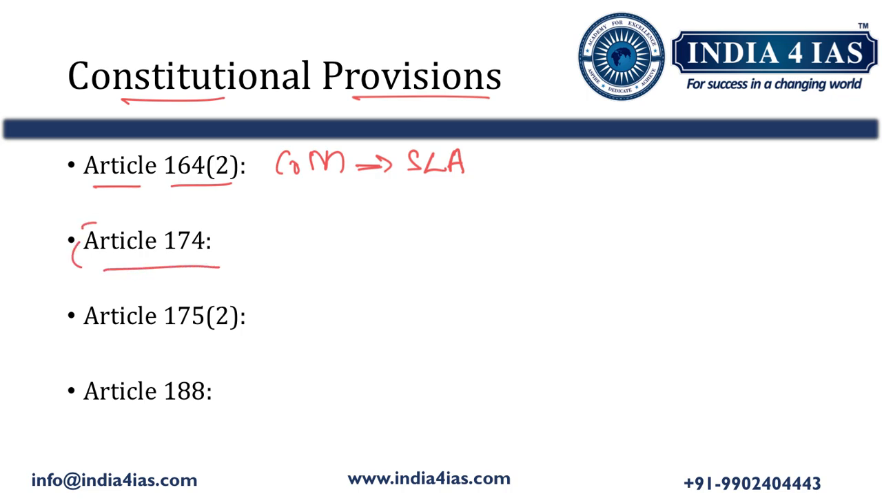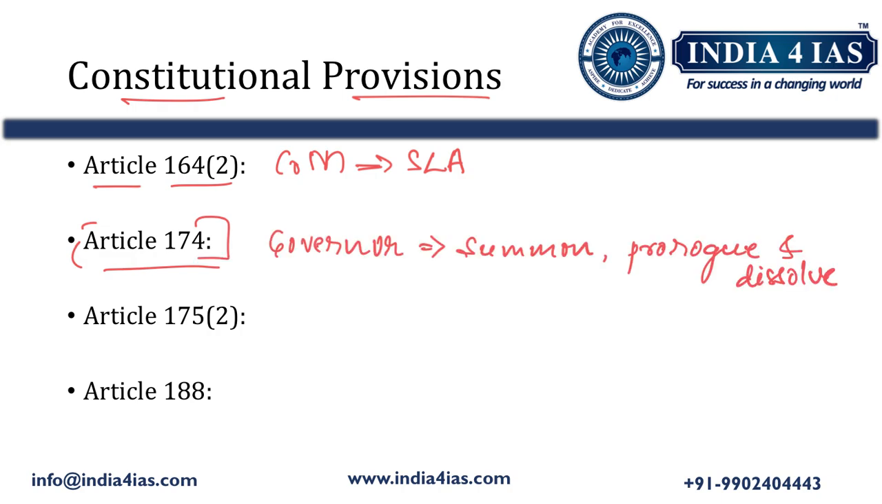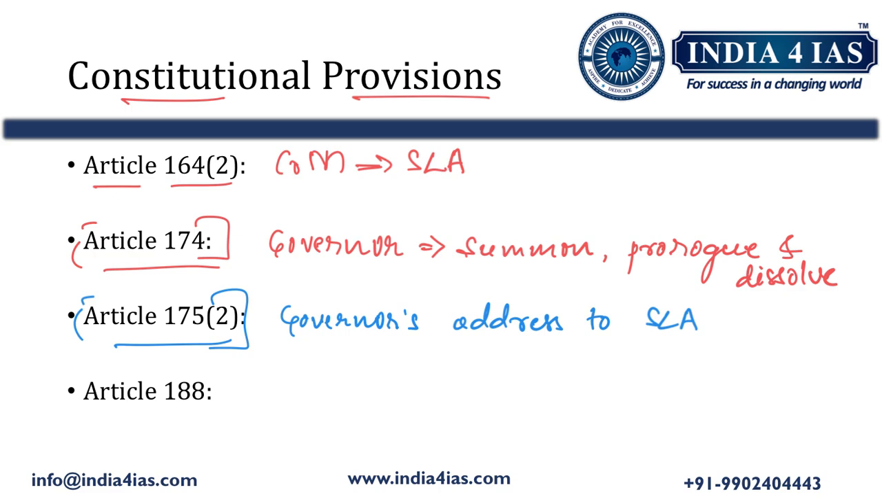Then coming to Article 174, it provides the governor with the power to summon, prorogue and dissolve the state legislative assembly. Then Article 175 Clause 2 of the Constitution says that the governor may address the legislative assembly and for that purpose require the attendance of the members of the state legislative assembly. Then the next article, Article 188, deals with the oath or affirmation by the members of the state legislative assembly. These are the few constitutional provisions which are associated directly or indirectly with the vote of confidence or trust vote.